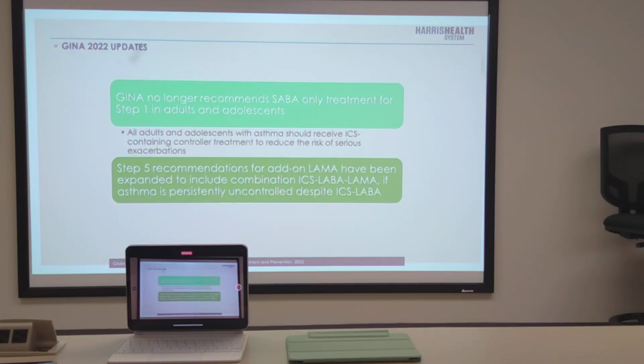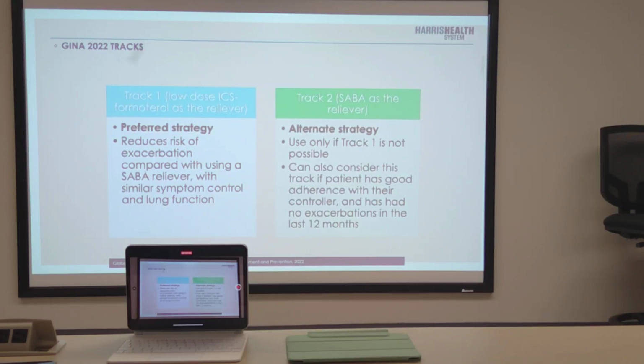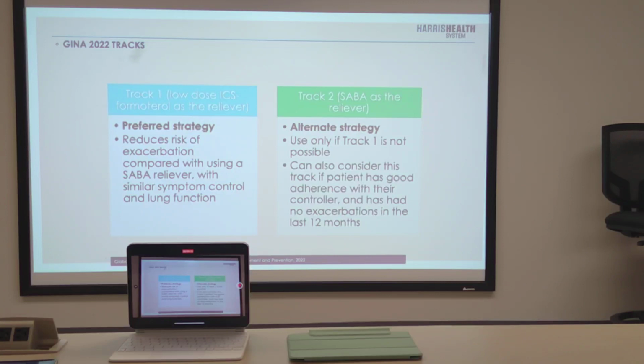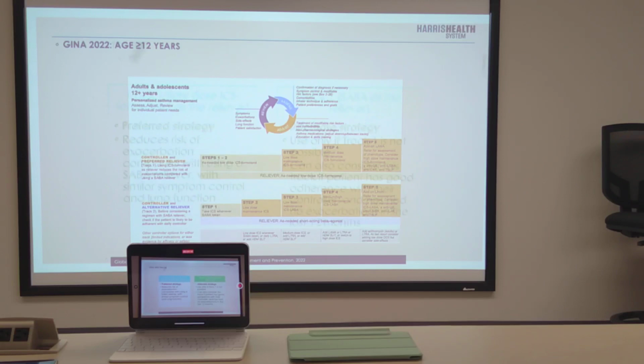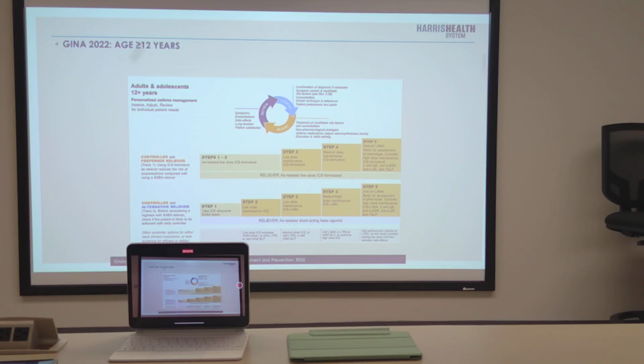There are two tracks when it comes to the GINA guidelines. Track one is our preferred strategy, and track two serves as our alternate strategy. On your slides, I have the GINA guidelines for ages 12 and greater, 6 to 11, and less than 6. That's for completion's sake, so that you can see the difference between the GINA guidelines and the EPR3 guidelines. This came straight from the guidelines, and as I mentioned, it has different steps and a track one and a track two.